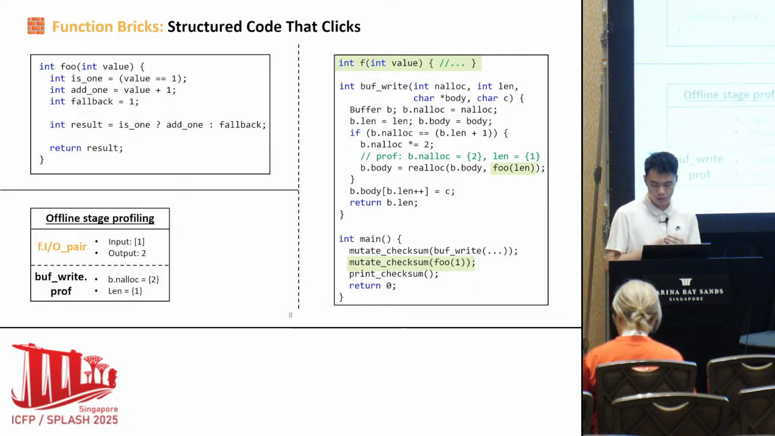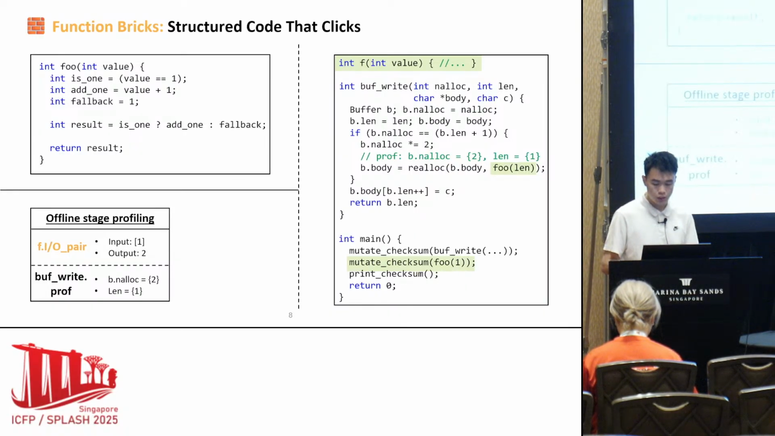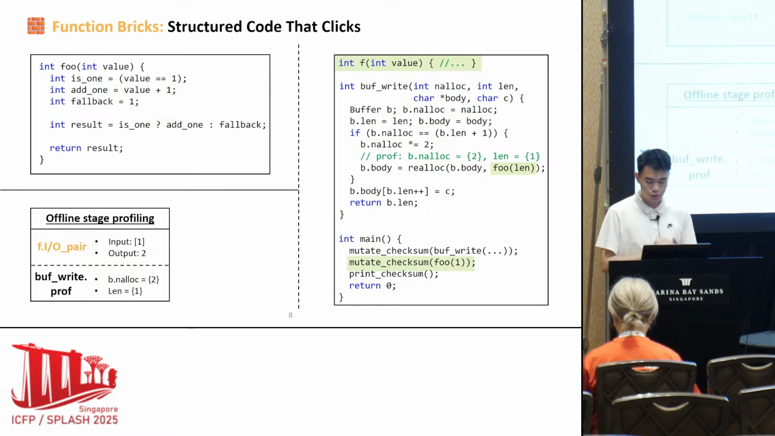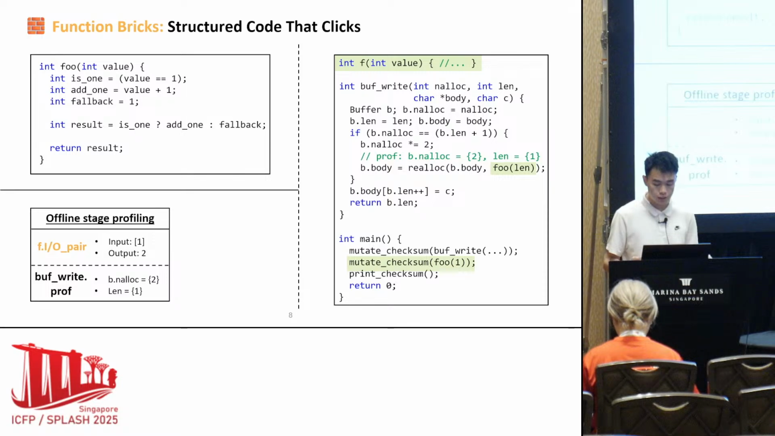For example, we want to synthesize a function for the buffer write mentioned before. How do we achieve that? Each function in the database comes with profiling info, as we mentioned before. For example, for takes input 1 and output 2. Also, for buffer write, we know that alloc equals 2, the same as the output of for. So we start to replace alloc with for.